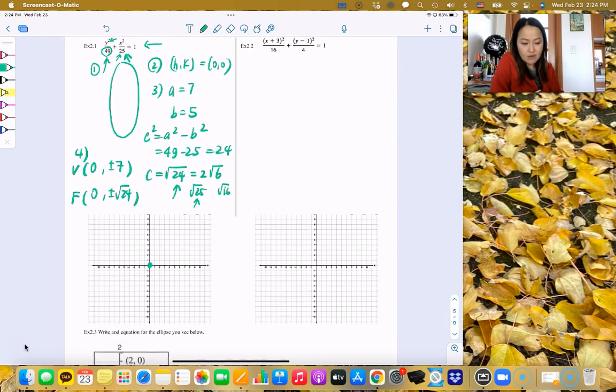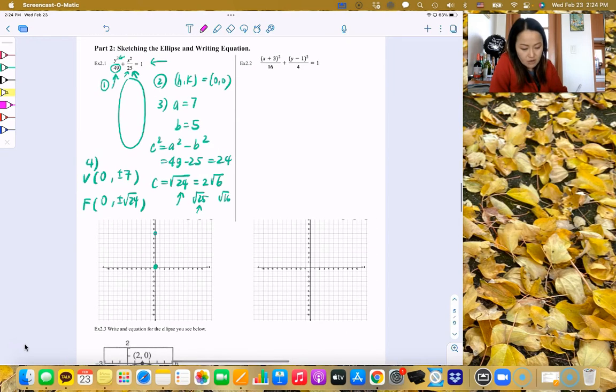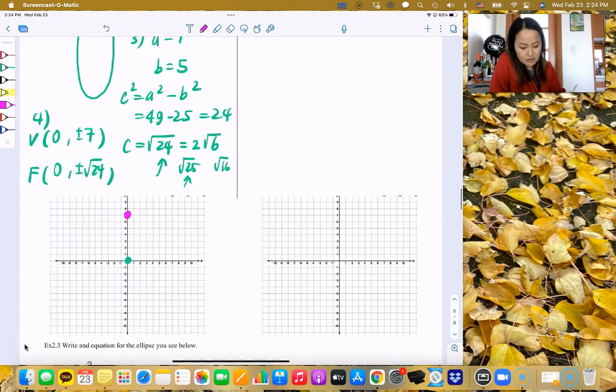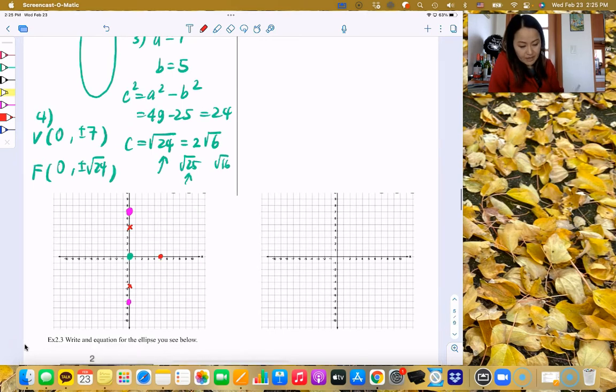So we have that, okay, so let's start with the vertex. So 0, 7, let's actually put different colors on the vertex, all right? And then we go down 7, okay, we're ready. And we have our focus, or foci, right? Our foci is 0, maybe 4.8-ish, okay, 4.8-ish, because root 24. So something like maybe here, okay? And then we go down 1, 2, 3, 4, and maybe about that much. Okay, and we also have our b values to consider, our minor axes. So how about 5, 0 and negative 5, 0.